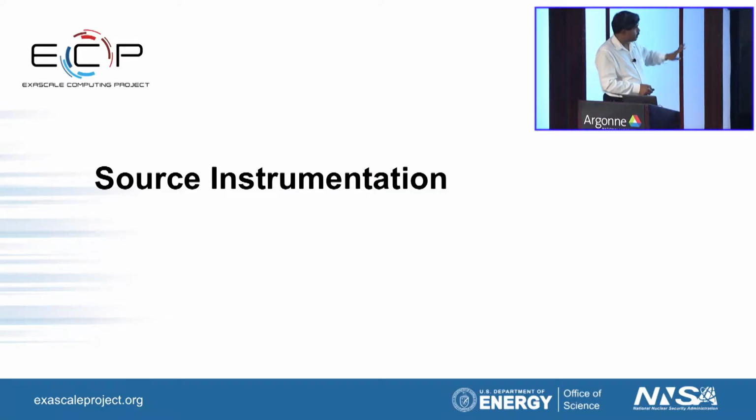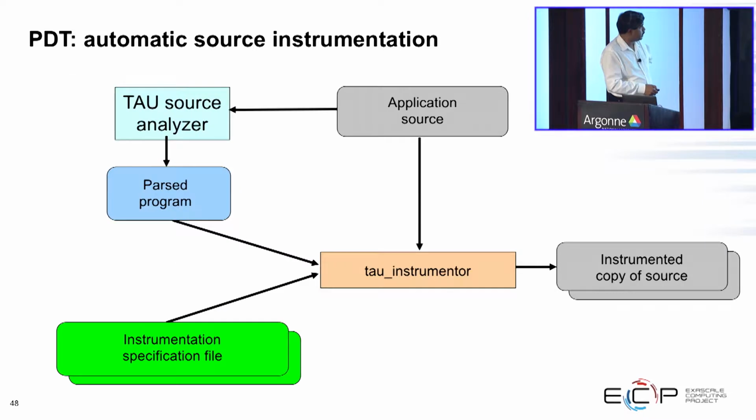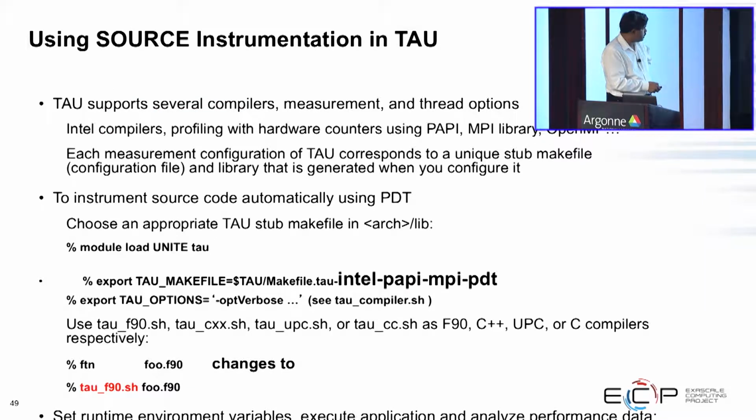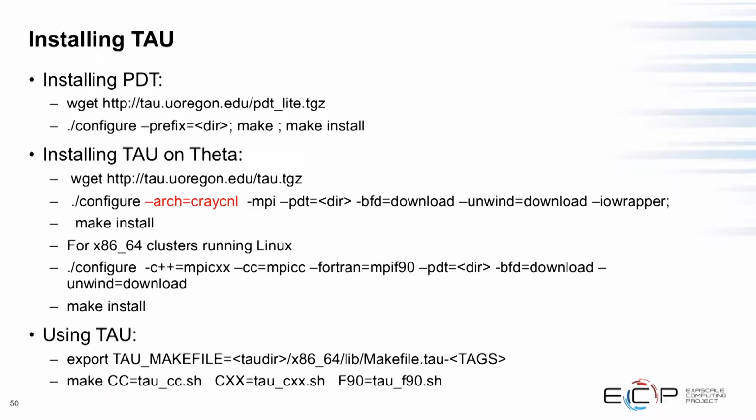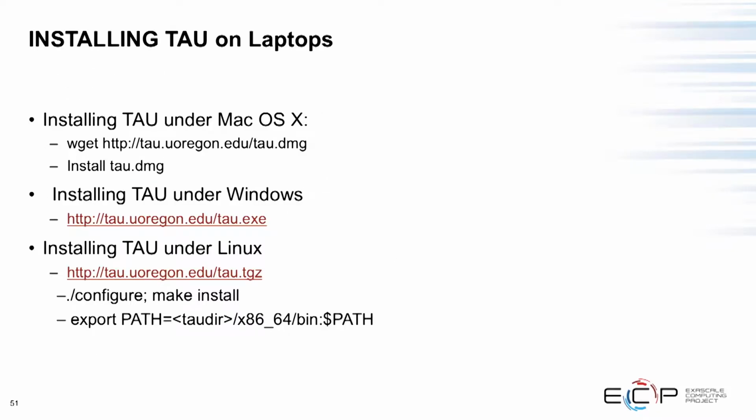And I will not go into the source instrumentation other than to say that you can just set a Tau makefile environment variable to a configuration, and then you can choose these compiler scripts to source instrument your code.